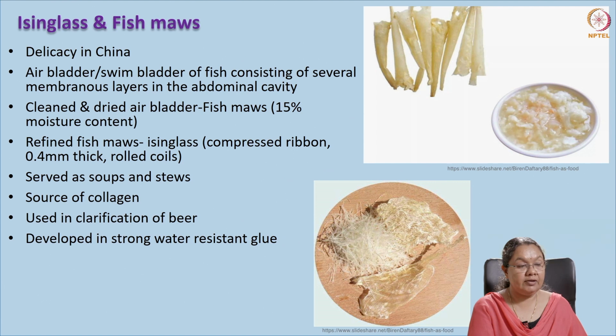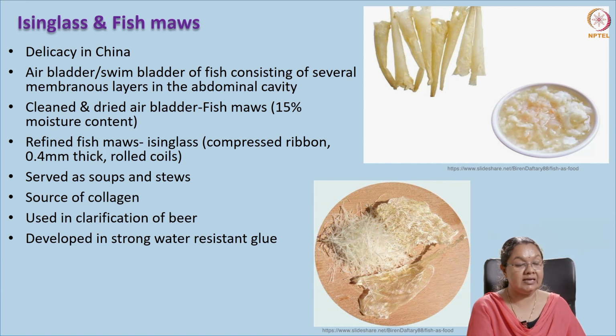So the next value-added product is isinglass and fish moss. Actually, isinglass and fish moss are very common and considered a delicacy in China. These are made from the air bladders or swim bladders of fish. So generally, we discard these things as waste. So these are collected, cleaned, and dried. After drying, these are called fish moss. So this fish moss contains 15% moisture content. And the same fish moss we can use for refining, and we can convert it into isinglass.